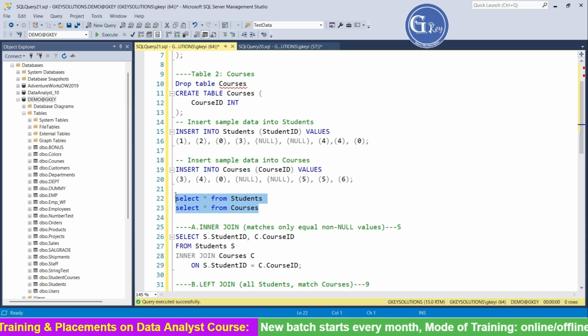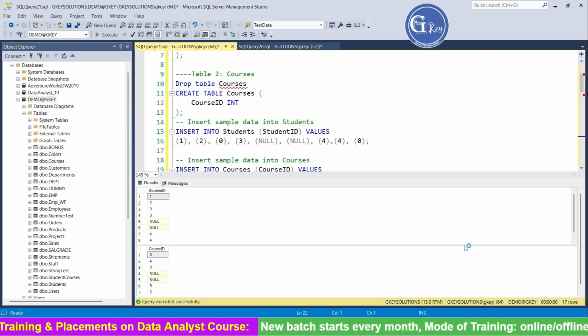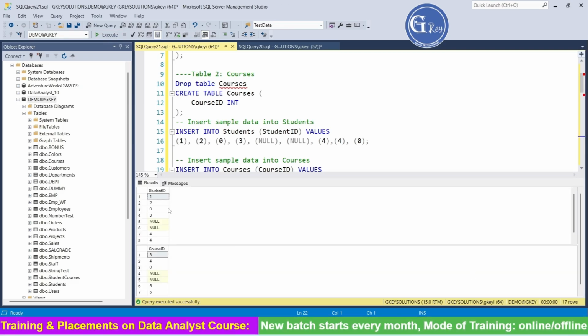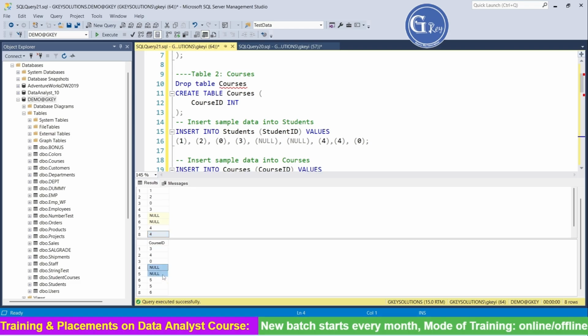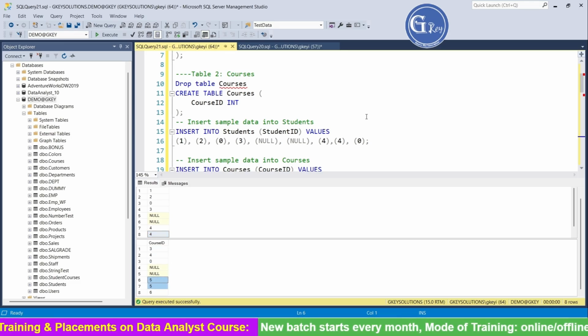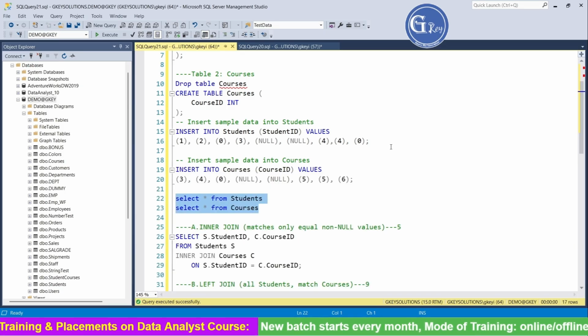Let's see the data in the tables. And this is the data. Here we are having nulls and 4 as a duplicate value. In the courses also we are having nulls, zeros and duplicate values like 5. Let's see the different joins here.